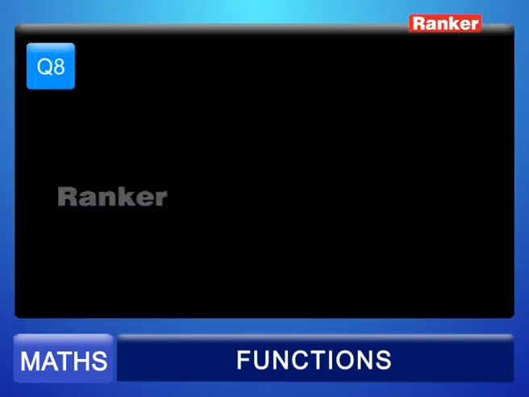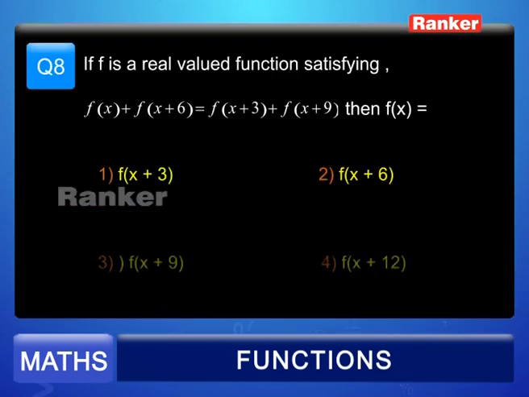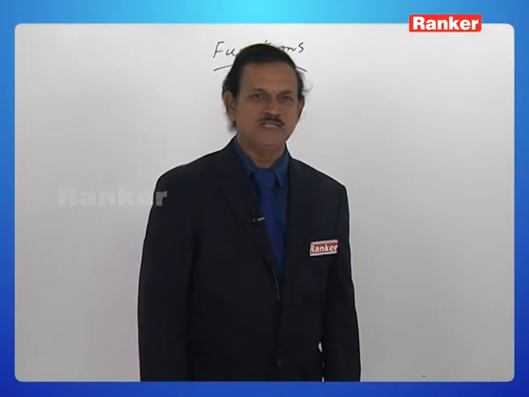Here the question is, f is a real valued function satisfying f of x plus f of x plus 6 is equal to f of x plus 3 plus f of x plus 9. Once again, f of x plus f of x plus 6 is equal to f of x plus 3 plus f of x plus 9. What is f of x? He is asking us to express f of x in terms of the first option f of x plus 3, second option f of x plus 6, third option f of x plus 9, fourth option f of x plus 12. Which one might be the correct one?